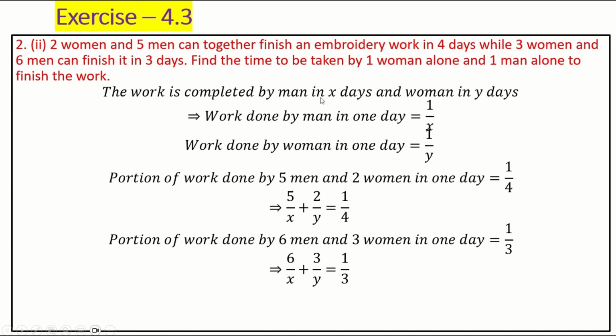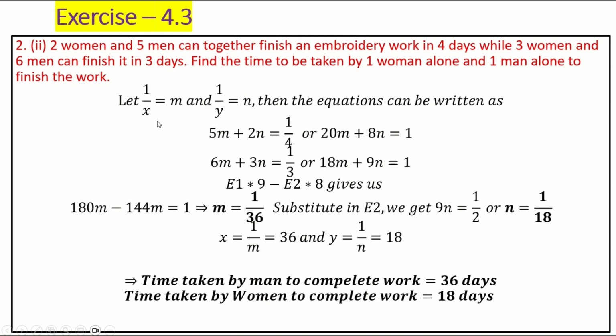So work completed by man in X days, woman in Y days. Then work done by the man in 1 day is 1 by X, work done by woman in 1 day is 1 by Y. Portion of the work done by 5 men and 2 women in 1 day is 1 by 4 because they finish in 4 days. So in 1 day they can finish 1/4. So 5 by x plus 2 by y equal to 1 by 4. Similarly, second equation you can form 6 by x plus 3 by y equal to 1 by 3. Now you know what is your m and n, 1 by x and 1 by y. Reduce them to linear equations and solve them.